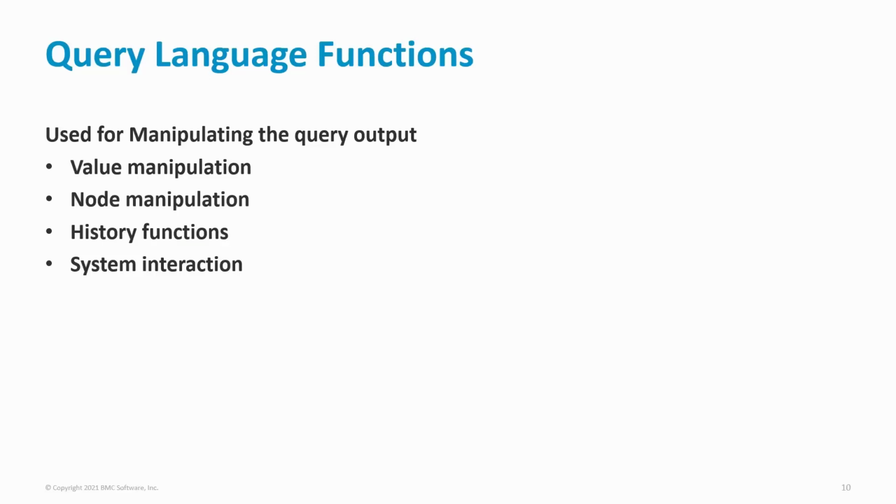History function include functions like create time, created during, etc., which allows us to query the nodes based on creation time. System interaction include functions which helps us to get BMC Discovery system details, like querying for user details. Out of these four, the first three are widely used.